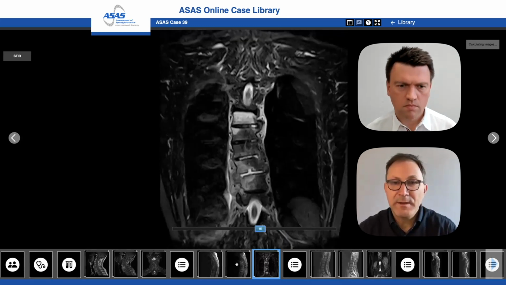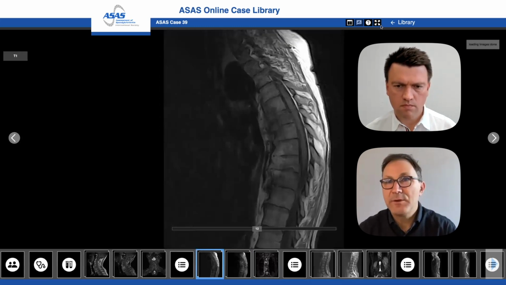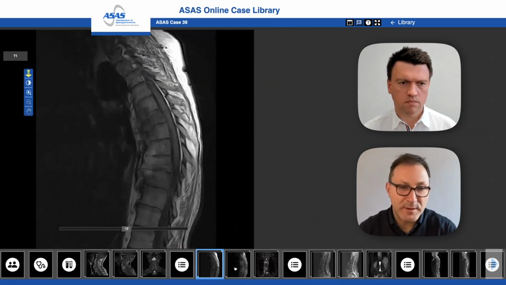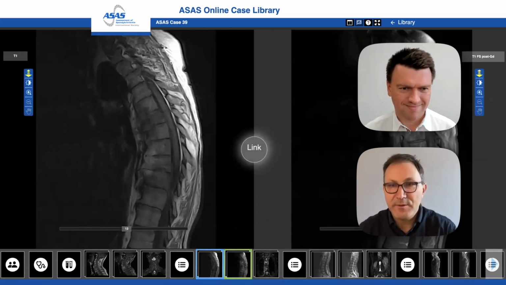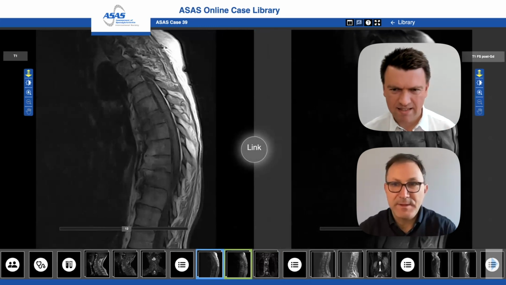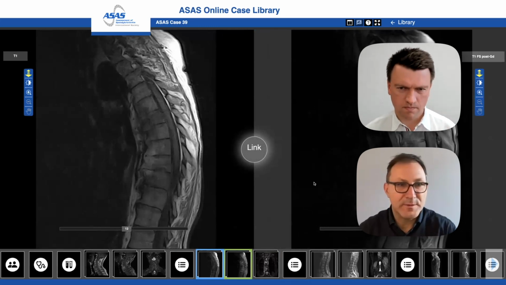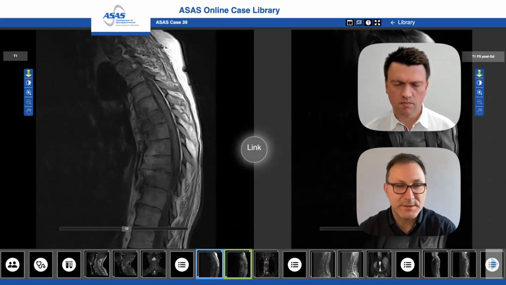So comparing the sequences in order to learn a bit about how MRI works, we can see here the comparison between T1 and T1 gadolinium. You see the dark areas here, they are enhancing, and the fat is here suppressed, so it's dark.